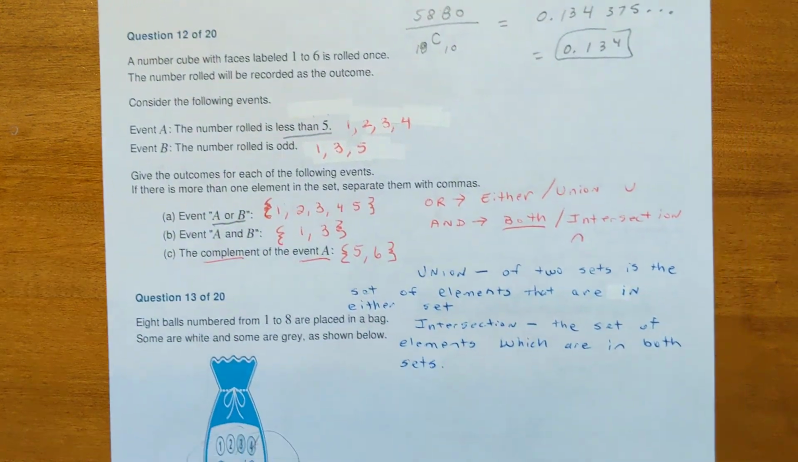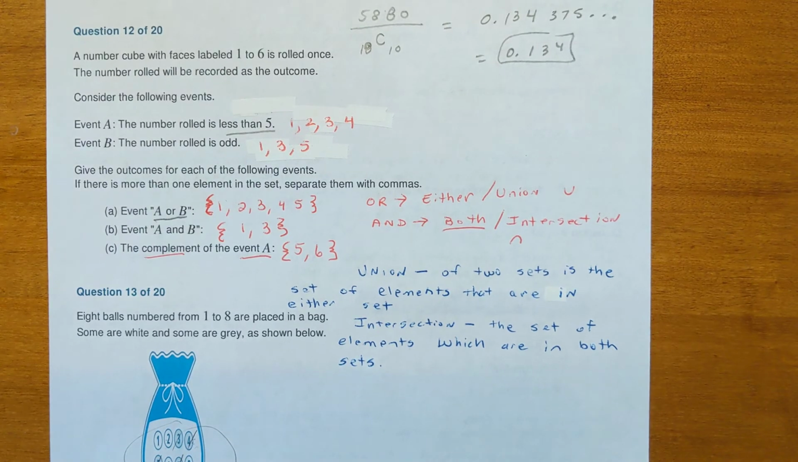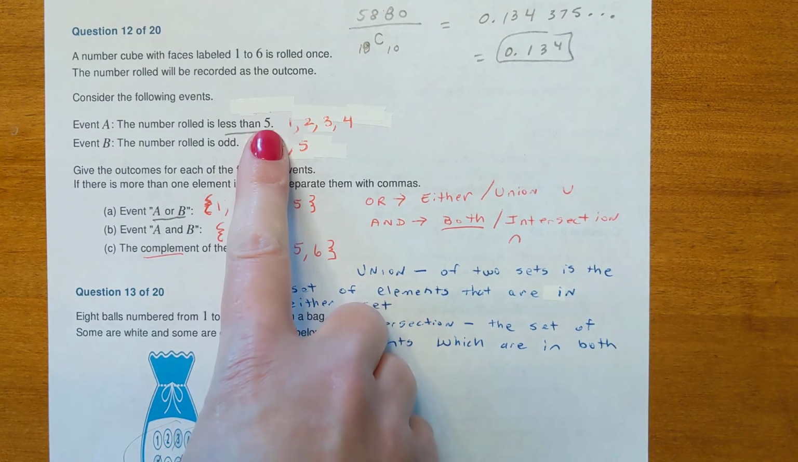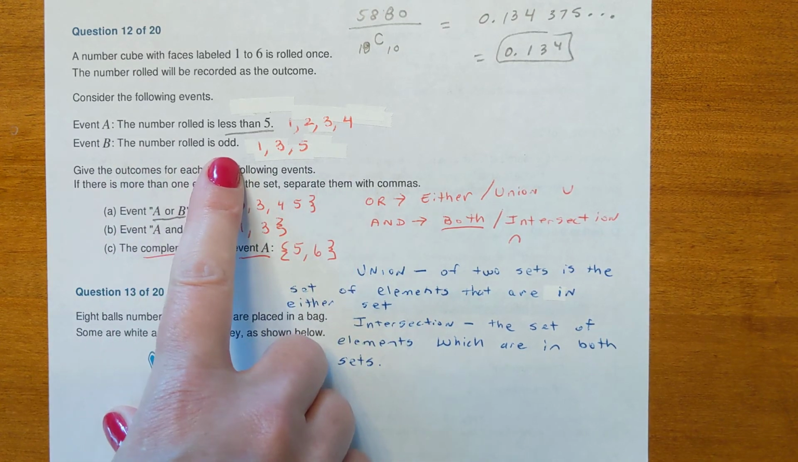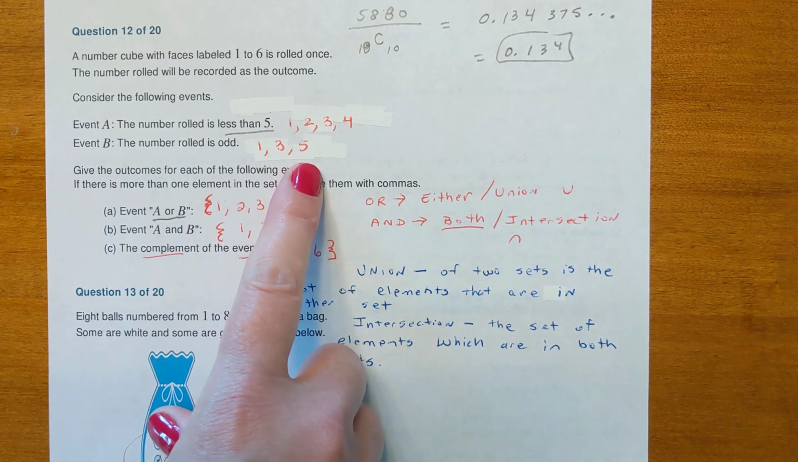Number 12. A number cube with faces labeled 1 to 6 is to be rolled once. The number rolled will be recorded as the outcome. Event A is the number rolled is less than 5. Well, less than 5 does not include the number 5, so that's 1, 2, 3, and 4. Event B is the number rolled is odd. Well, that's 1, 3, and 5.